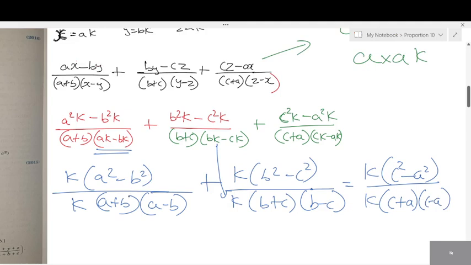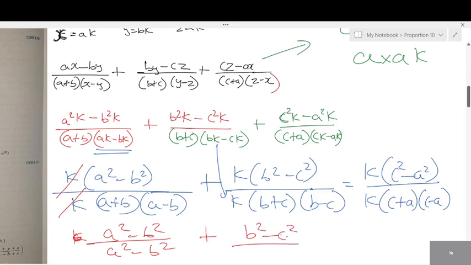Yes. So it gets cancelled, right? What are the values which get cancelled, students? K and k get cancelled. How do you replace this a square? What is a square? A plus b into a minus b. What is a plus b into a minus b? A square minus b square.